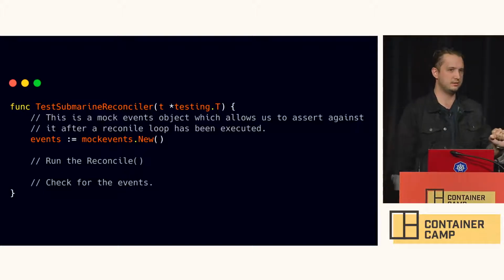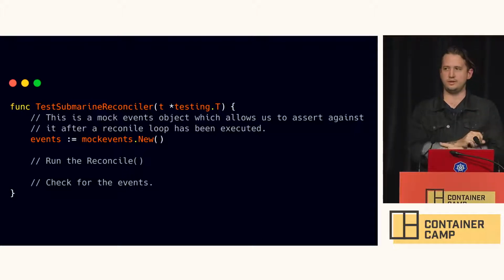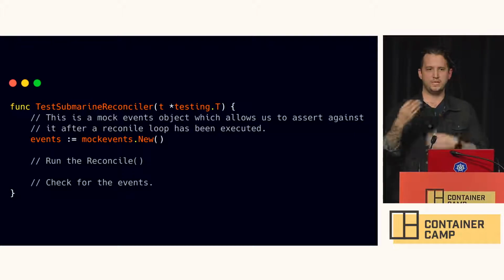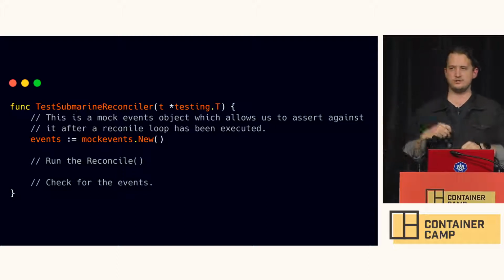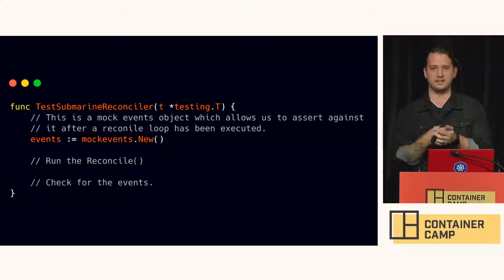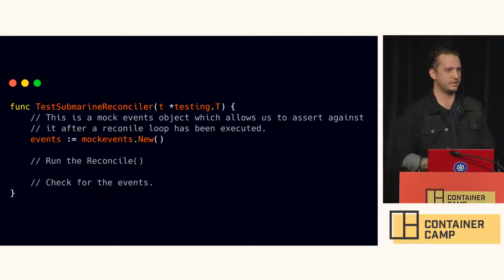Another thing to think about is mocking those events. This has been very cool, because if we're emitting events, then we can have a mock event provider and check to see if they are coming out, and that our reconcile loop hasn't just returned nil. That provides a little bit more depth to our tests.